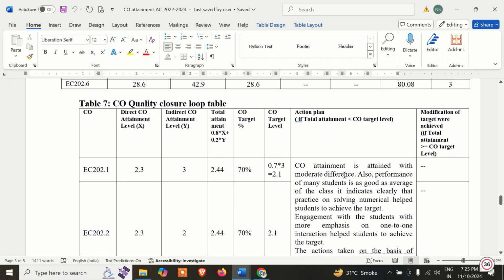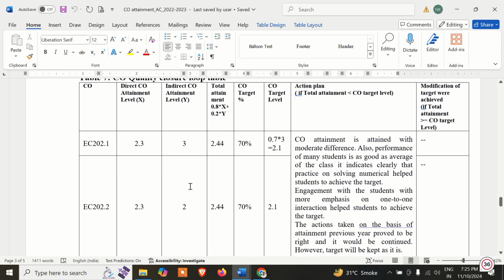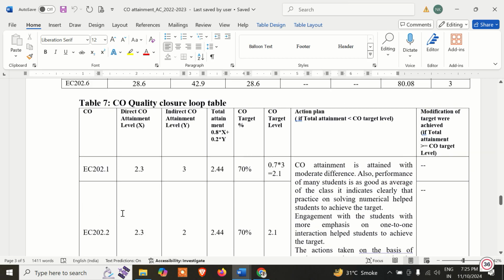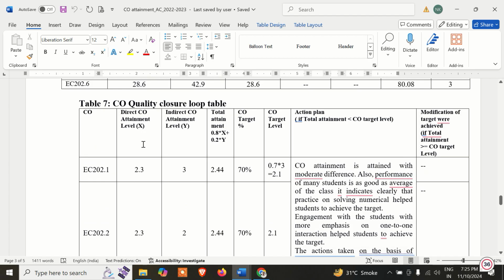Finally, my conclusion, quality assessment. I have 6 course outcomes. My direct CO attainment X is here. My indirect CO attainment from feedback is Y here. So in total, again, I am giving 80% to my direct assessment, 20% to my indirect assessment, that is the feedback. So I will come to know what my CO attainment is. Now this CO attainment is 2.44.